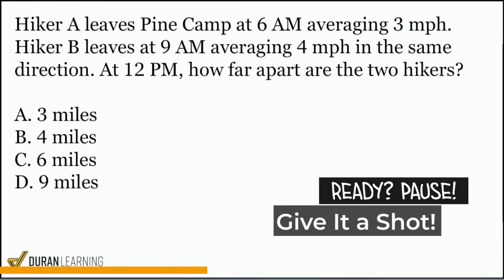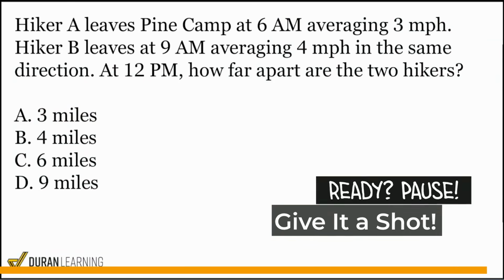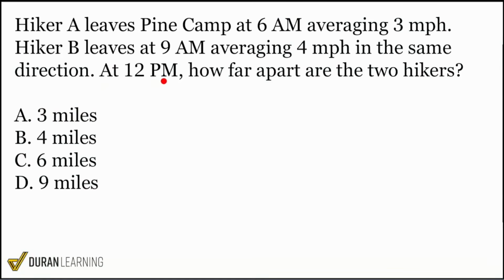All right, so next problem up. First thing we do, as always, we're going to read that question first. So it says at 12 p.m., how far apart are the 2 hikers? All right, so primarily speaking, what we want here is, again, how far apart are these 2 hikers? So to get this done, I'm going to just understand the story a little more. Because it says, hiker A leaves Pine Camp at 6 a.m., averaging 3 miles per hour. Hiker B leaves at 9 a.m., averaging 4 miles per hour in the same direction. At 12 p.m., how far apart are the 2 hikers?